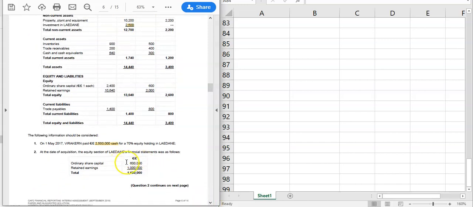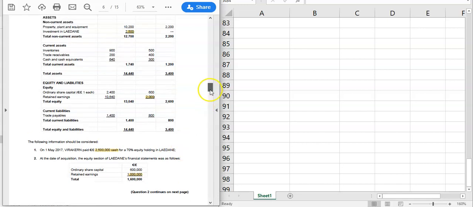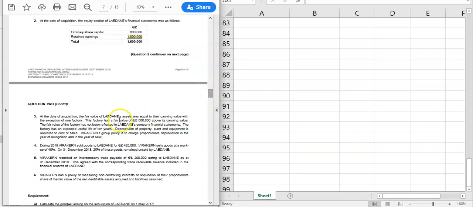At the date of acquisition, the equity section was ordinary share capital and retained earnings. So on the 1st of May 2017, retained earnings, this is the kind of thing you're looking for, were $1 million. They're now $2 million. The difference between those two figures, from the date of acquisition to the reporting year end 2018, is post-acquisition profit, and that will have to be allocated out. We then have a fair value adjustment at the date of acquisition of a factory, which is 600,000 bigger than its carrying value, and it has to be depreciated.